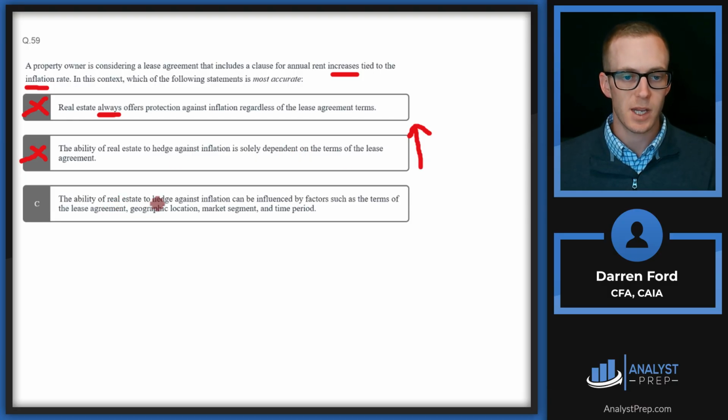C, the ability of real estate to hedge against inflation can be influenced by factors such as the terms of the lease agreement, geographic location, market segment, and time period. That all certainly sounds accurate. It's the most broad answer as well, and sounds like it'll be the one for us. Answer C.